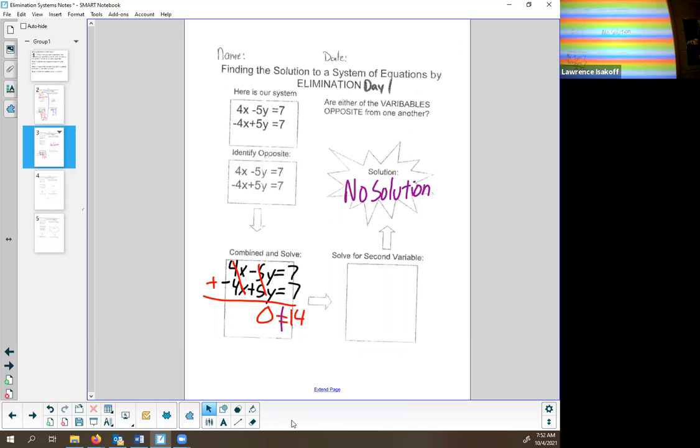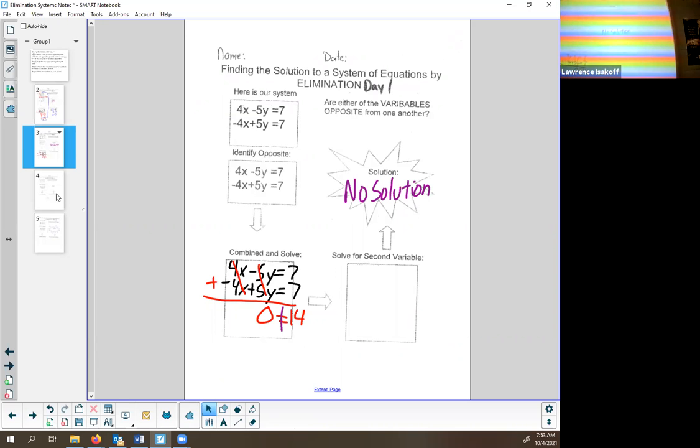So when I added everything together, if I got 0 equals 0, that would be infinitely many solutions. But since I got 0 is equal to a number like 14, that is no solution. If we were to graph these, we would see 2 parallel lines. That's example 2. Those are examples when we already have opposites. The next 2, we're going to have to make our opposites. Once we make our opposites, life's just as easy as these last 2 were.